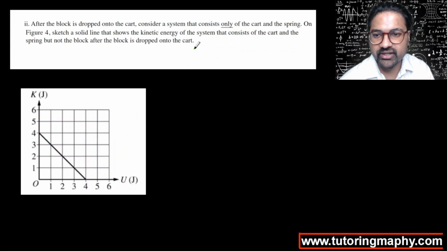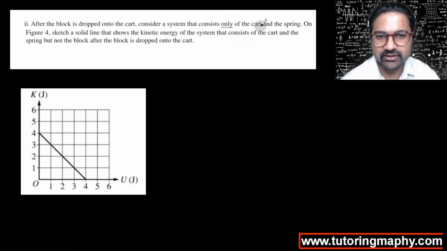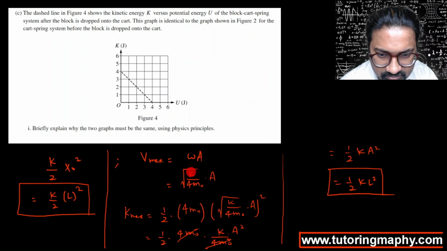They are asking us to treat only m naught and the spring as a system. All right, we can do that. So only the cart and the spring is our system now. And on figure 4, on the same figure, sketch a solid line that shows the kinetic energy of the system that consists of the cart and the spring, but not the block, after the block is dropped onto the cart. This is a really interesting question where we are going to borrow the work which we have done earlier, because we know that the maximum speed is this.